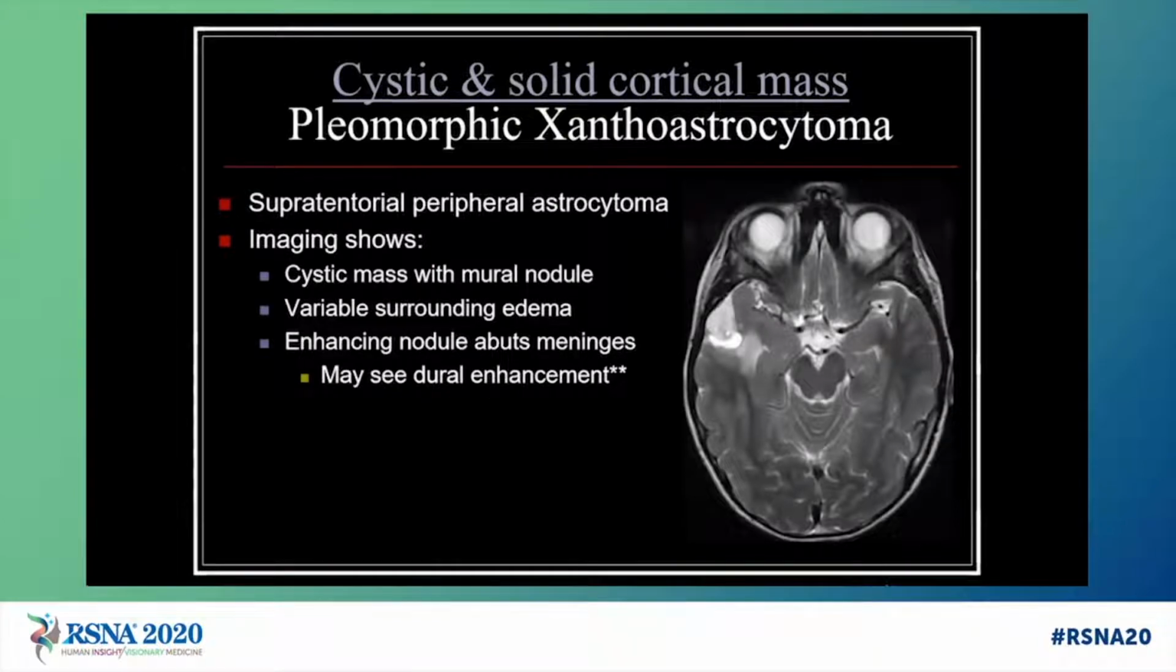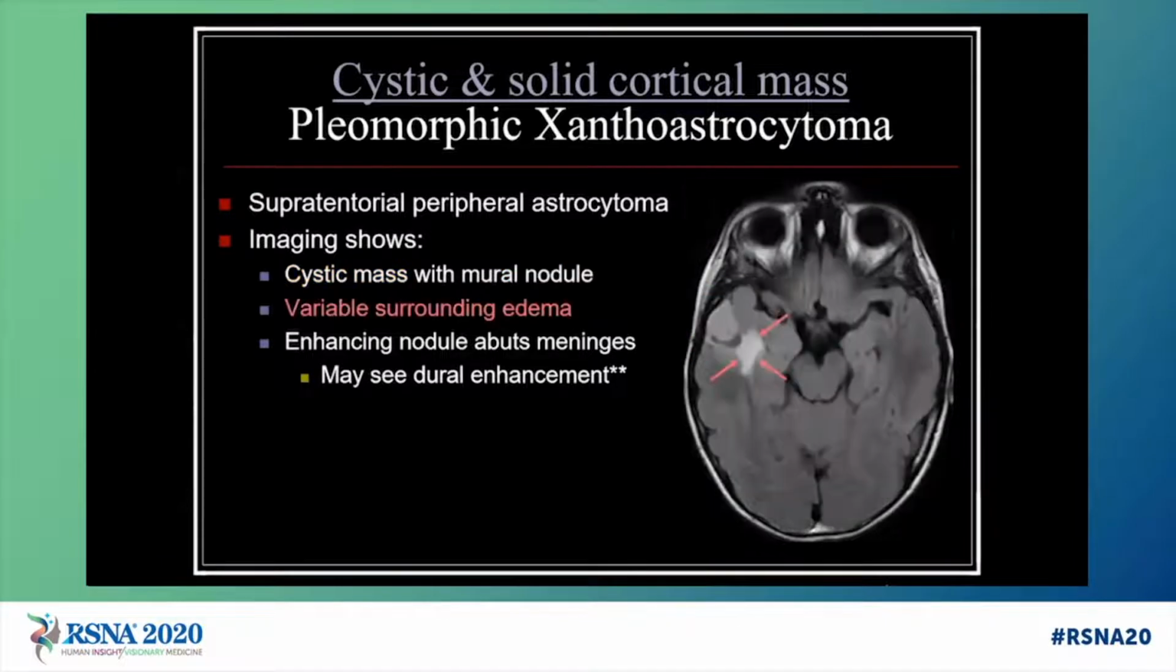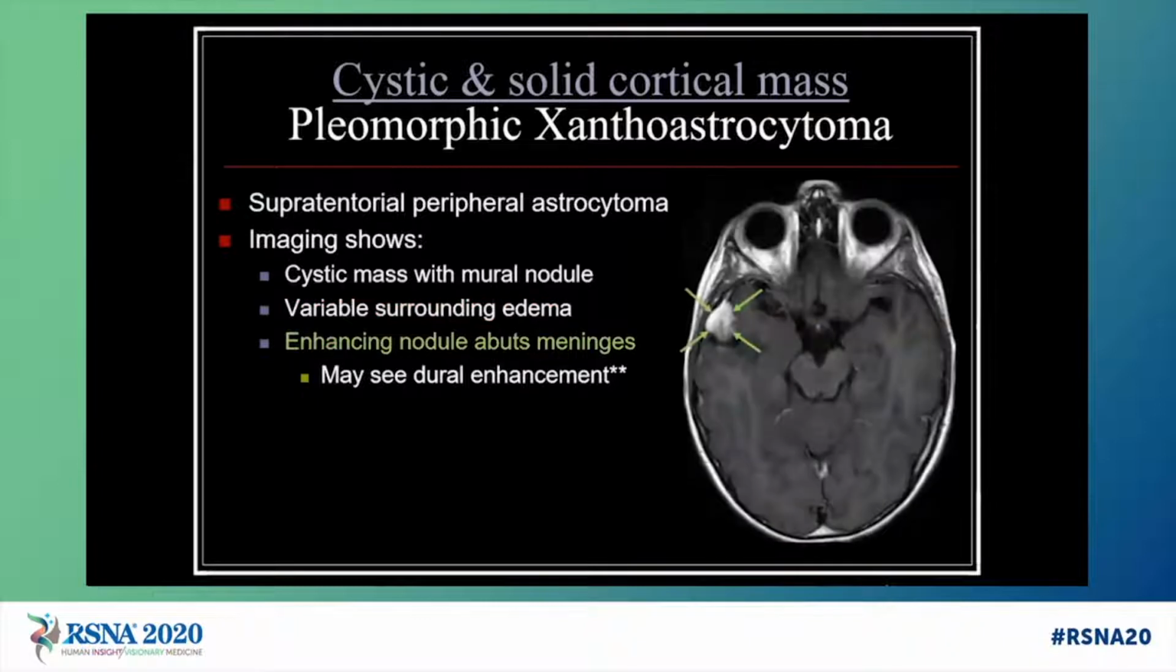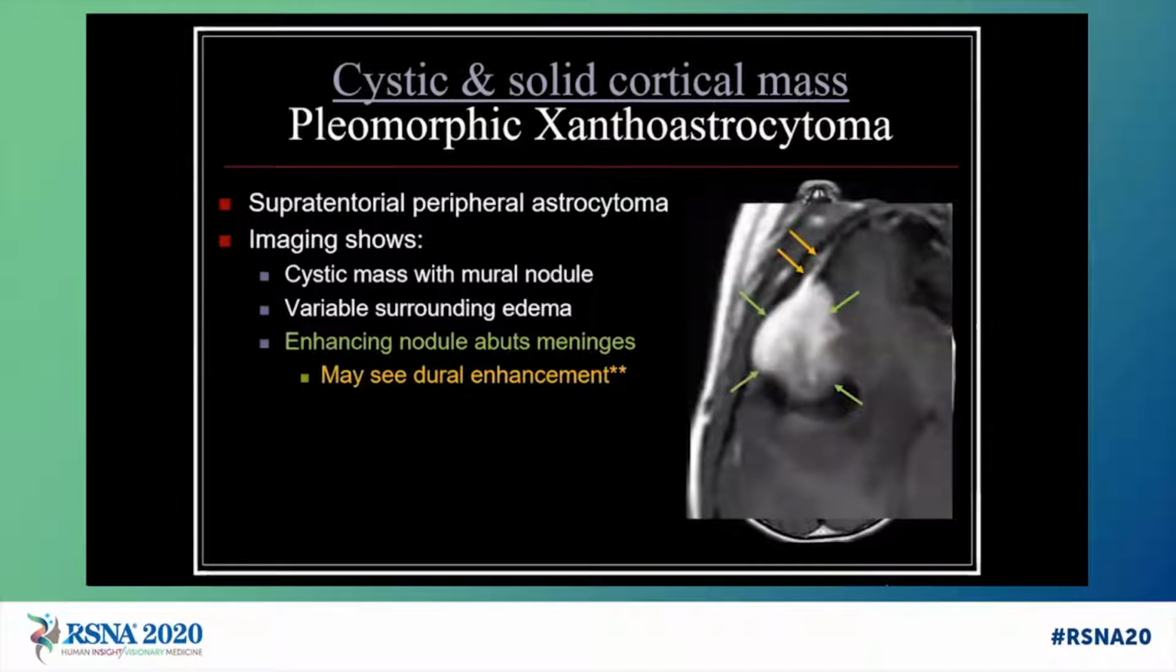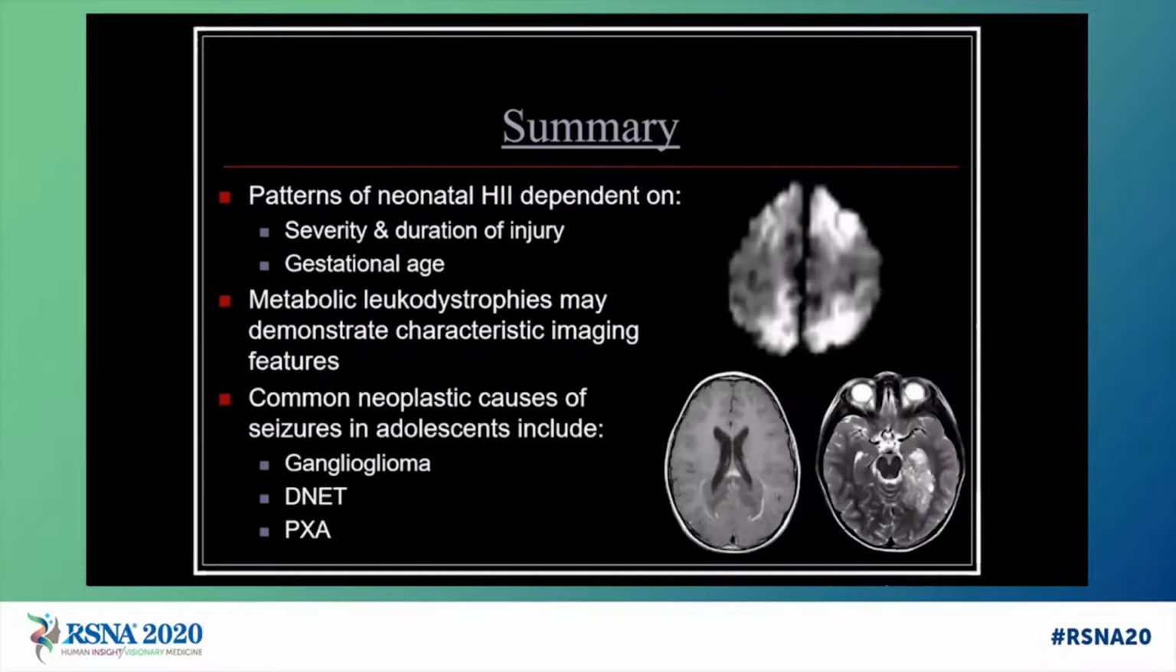And then lastly is pleomorphic xanthoastrocytoma. This is a supratentorial peripheral astrocytoma. So on imaging, what you're going to see is a cortically based cystic mass with a mural nodule with varying degrees of surrounding vasogenic edema. And the enhancing nodule typically abuts the meninges, so you can see dural enhancement. So if you see that dural enhancement, that's the one time you would put PXA above ganglioglioma on your differential. Otherwise, ganglioglioma will always be your leading differential because it's much more common.